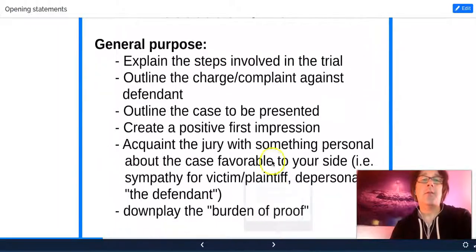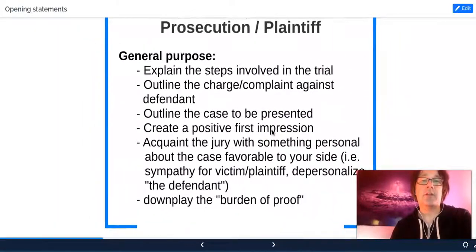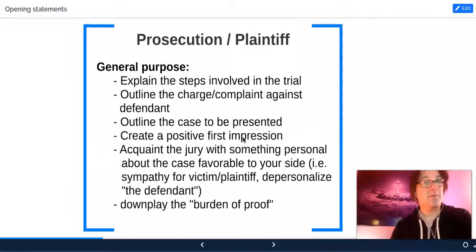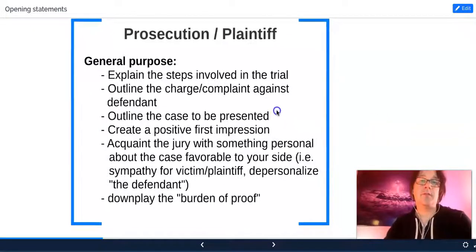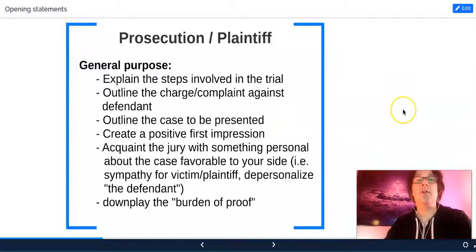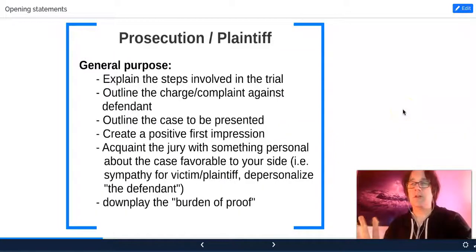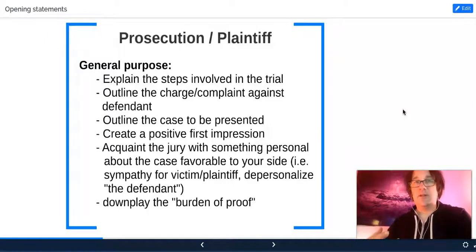So when it comes to the prosecution or the plaintiff, in our case, it's going to be the prosecution. We're dealing with a criminal case here. So the opening statement for the prosecution and the opening statement for the defense might be a little different. They might have different goals or different intentions, or different information even that they want to convey.